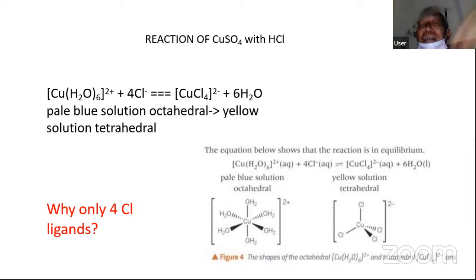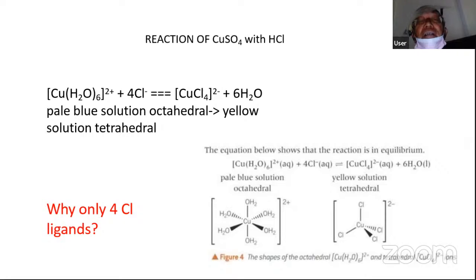But tetrahedral, you learn organic chemistry, you must know it's 109 degrees, then they call it tetrahedral. So now let's answer the question, why only 4? To explain this, there are many factors. Now we know there must be factors that influence the reaction, in particular the substitution reaction.